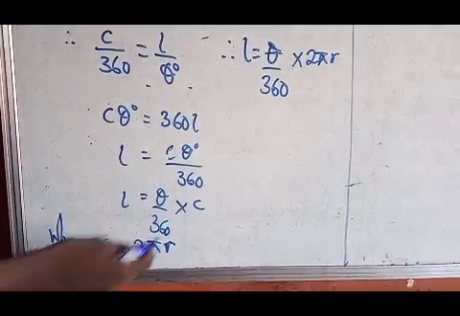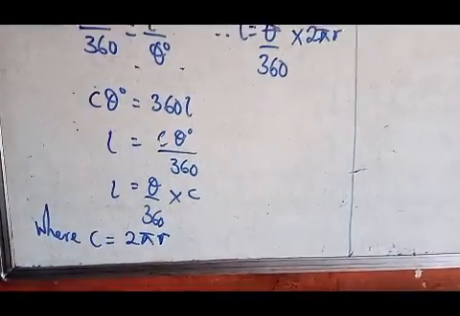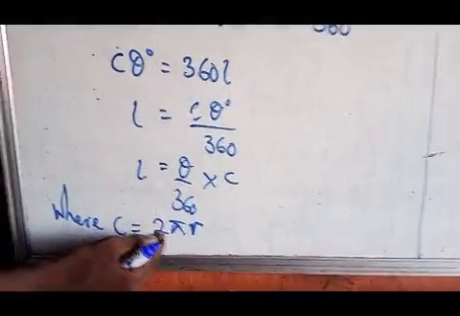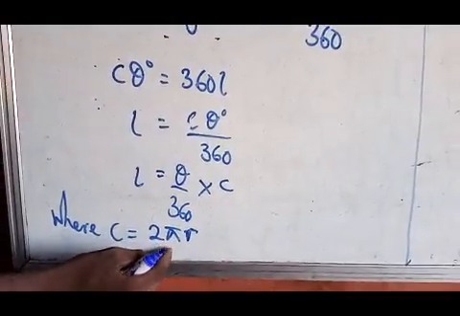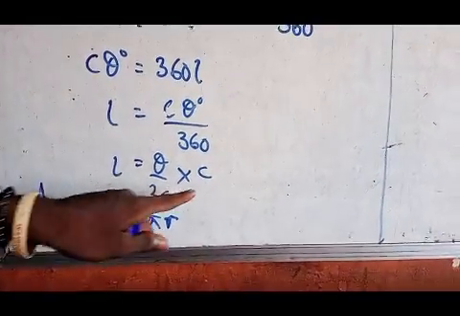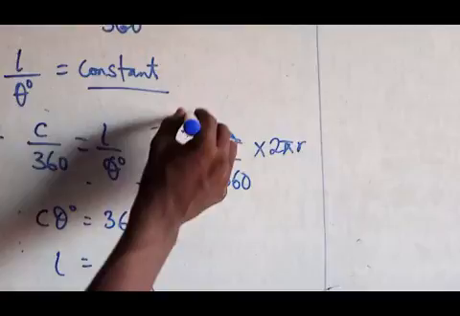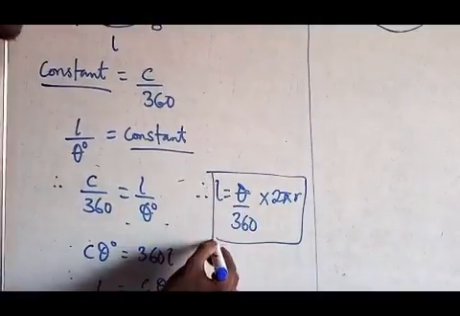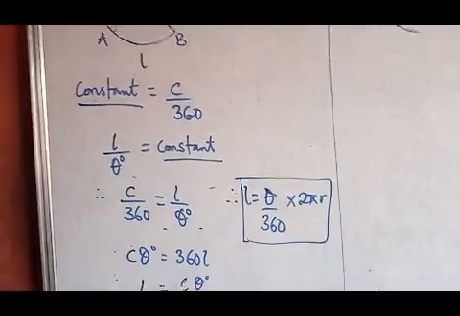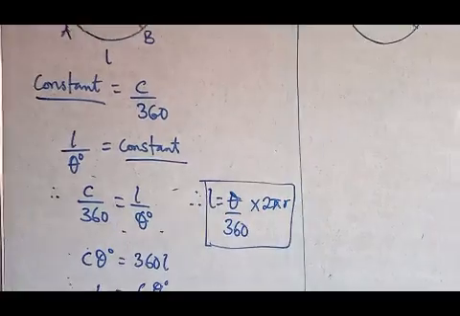And we know our C is the circumference. The circumference is 2 pi r. So instead of writing C again, I write 2 pi r. The formula for finding the length of an arc is L equals theta over 360 times 2 pi r. Alright, so let's see the first example for today.